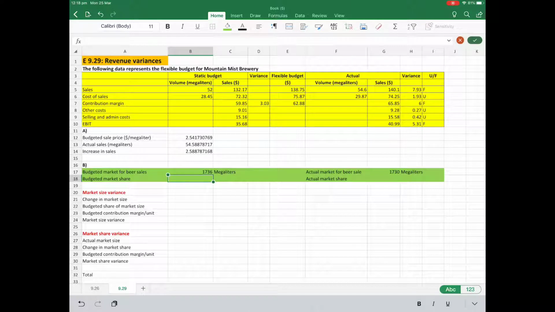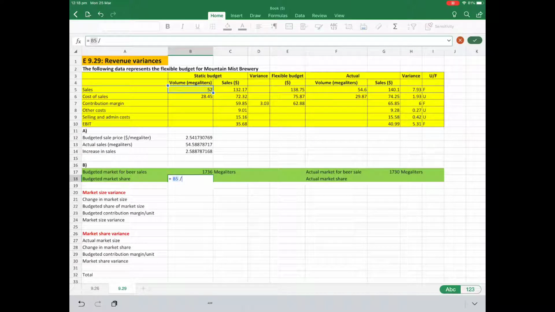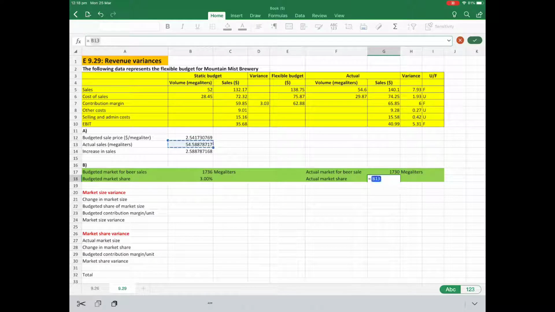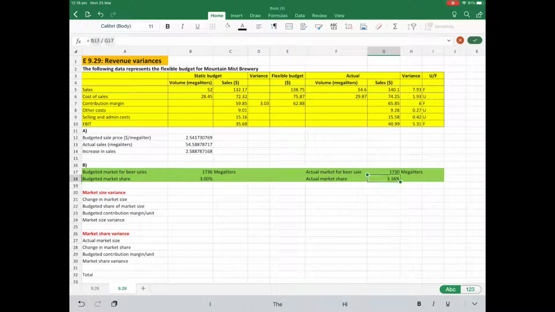So if the budgeted market is 1,736 megaliters and our budgeted sales is 52, then we can calculate our market share by taking 52 and dividing it by this amount. And that is 3%, okay? And given our actual sales is 54.6, we can calculate our actual market share by taking the actual sales and dividing it by the actual market size. If you look at that, you see that we have a slight increase in our market share.